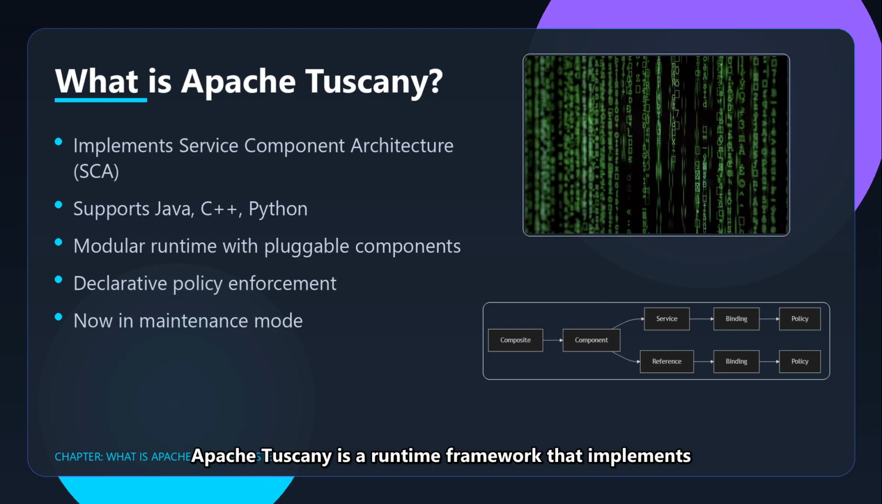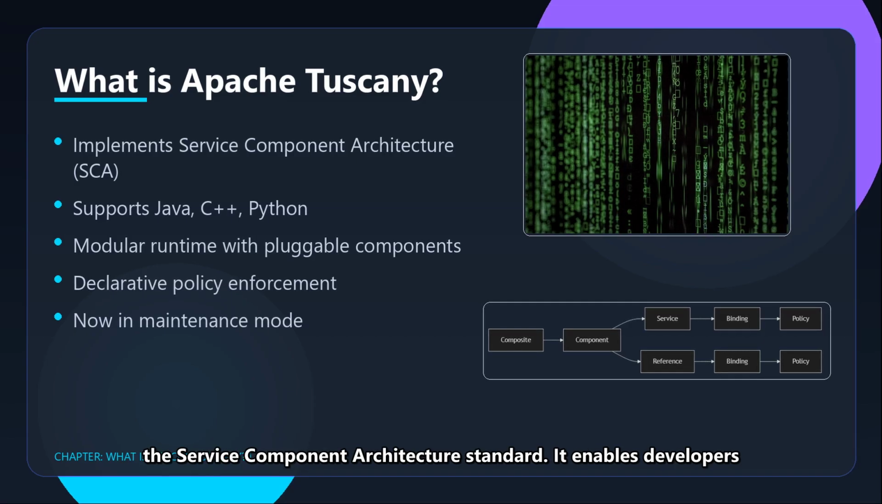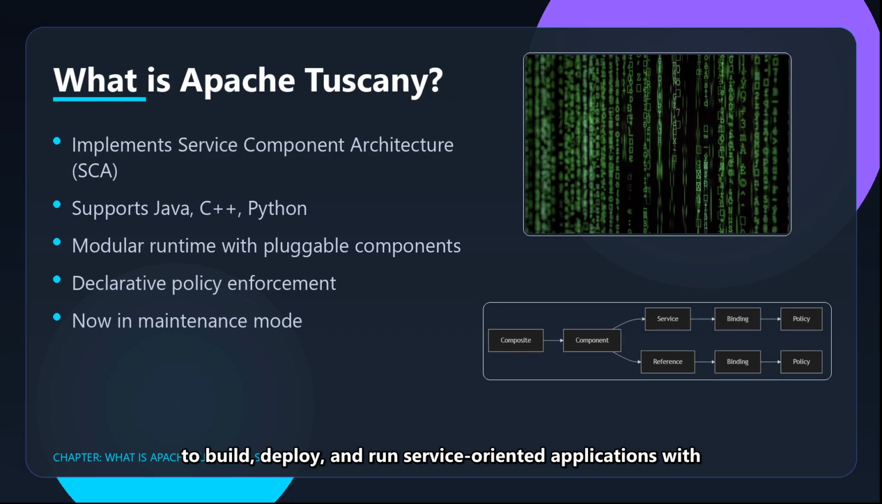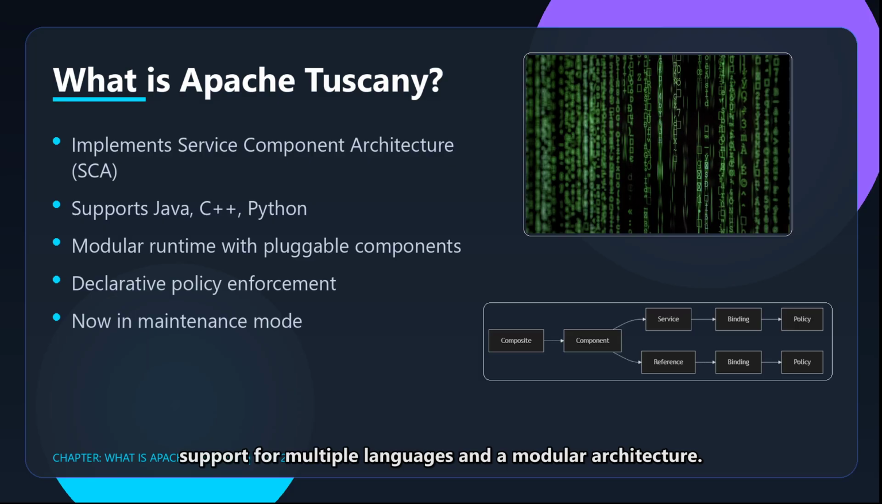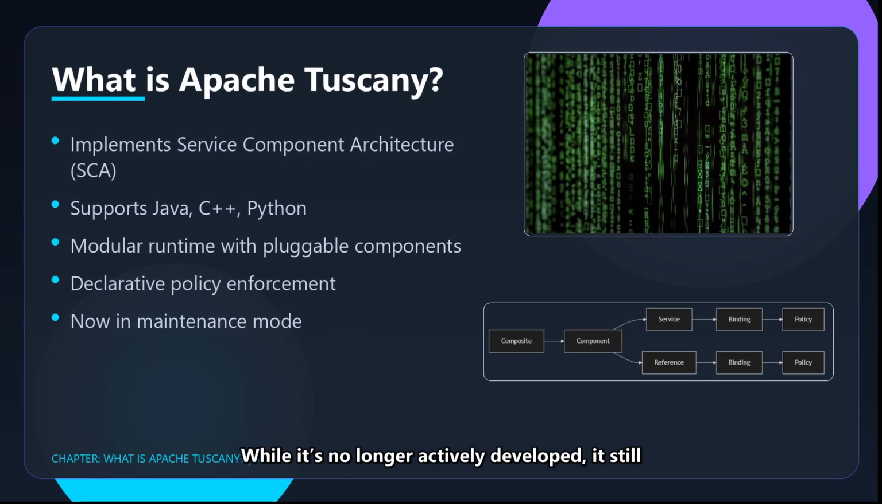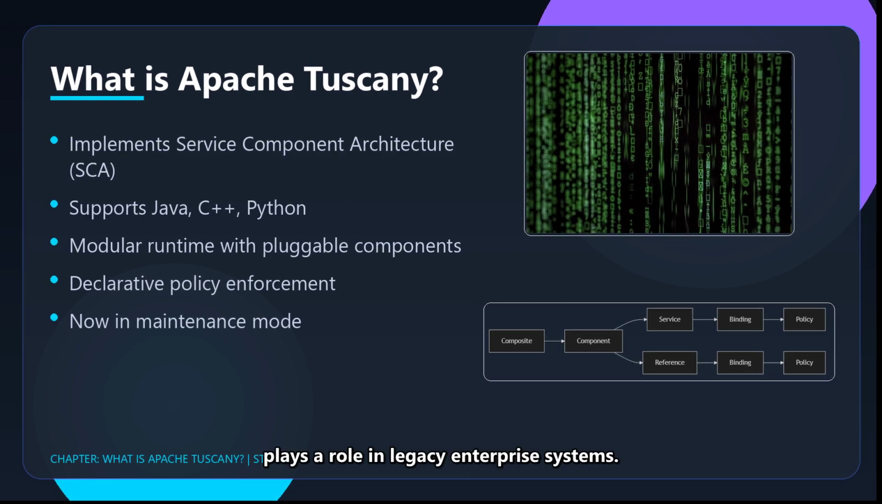Apache Tuscany is a runtime framework that implements the service component architecture standard. It enables developers to build, deploy, and run service-oriented applications with support for multiple languages and a modular architecture. While it's no longer actively developed, it still plays a role in legacy enterprise systems.